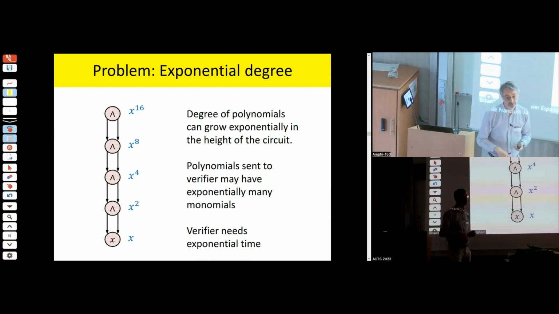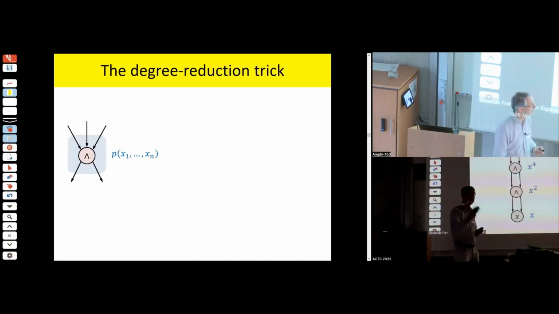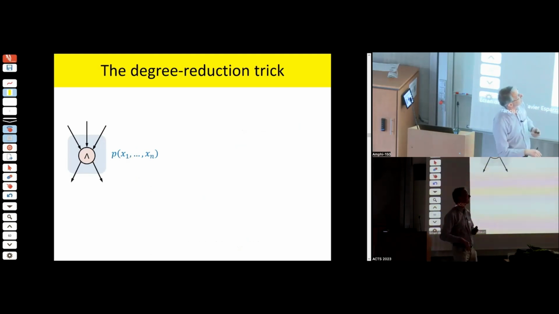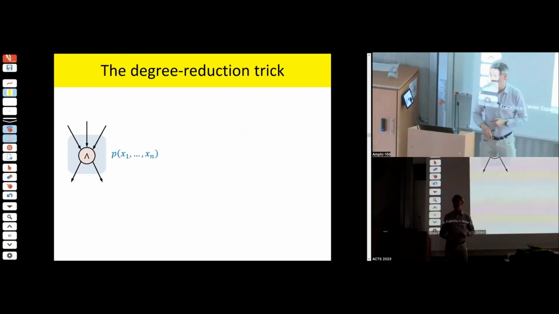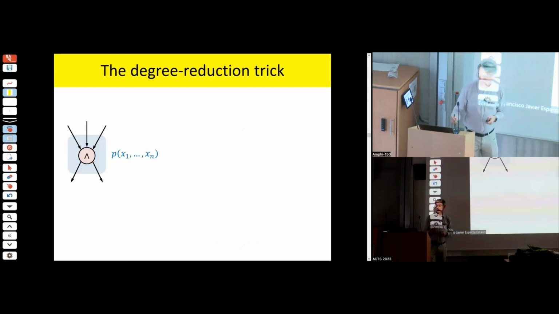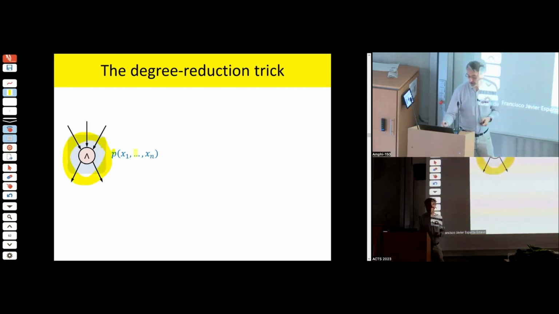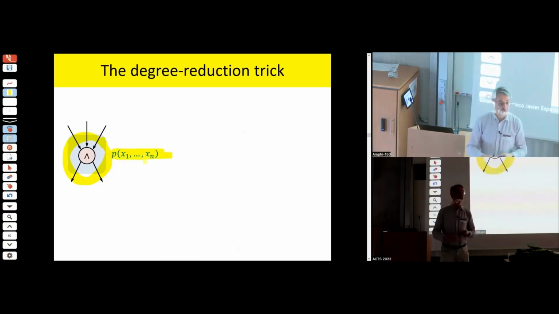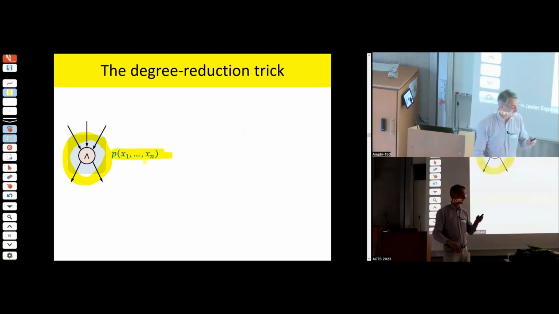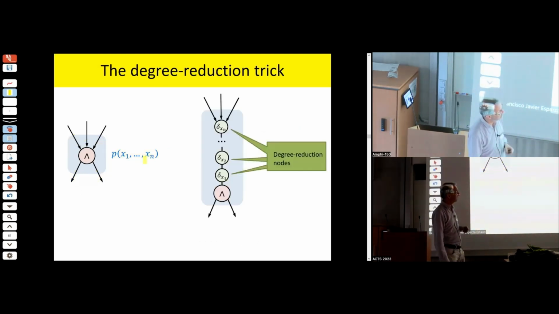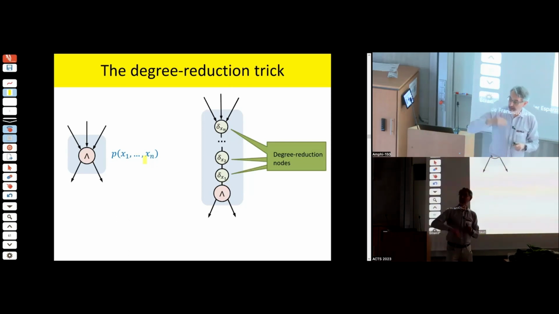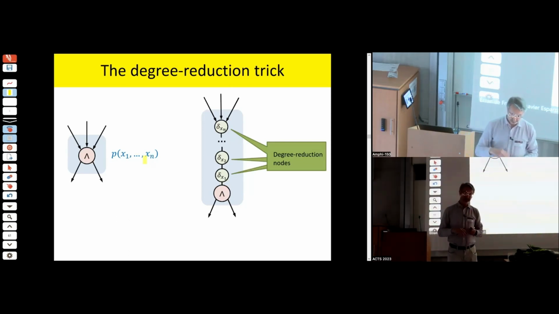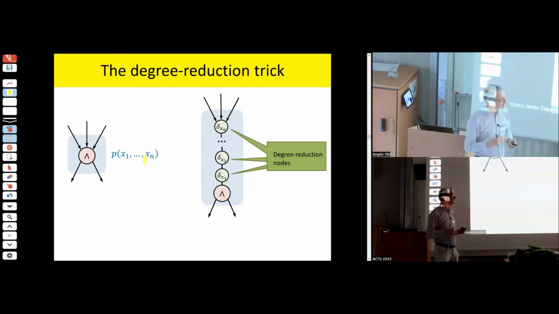But this is the trick of Shamir. This is actually mostly the contribution of Shamir. The idea is that you can use this degree reduction trick. So imagine that you have a node in your circuit, and that node has associated a polynomial over variables x1 to xn, right? Which we have defined in the way we have defined them before. So the idea is that we are going to introduce extra nodes in the circuit called degree reduction nodes. And what are these degree reduction nodes doing?